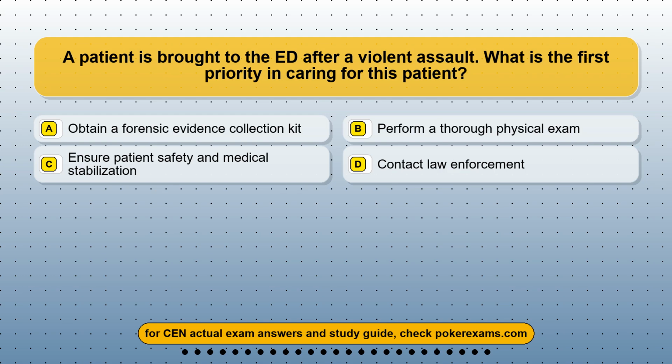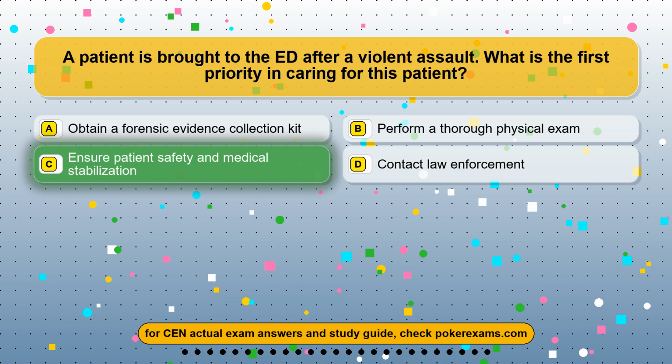Question 9. A patient is brought to the ED after a violent assault. What is the first priority in caring for this patient? Option A, obtain a forensic evidence collection kit. Option B, perform a thorough physical exam. Option C, ensure patient safety and medical stabilization. Option D, contact law enforcement.